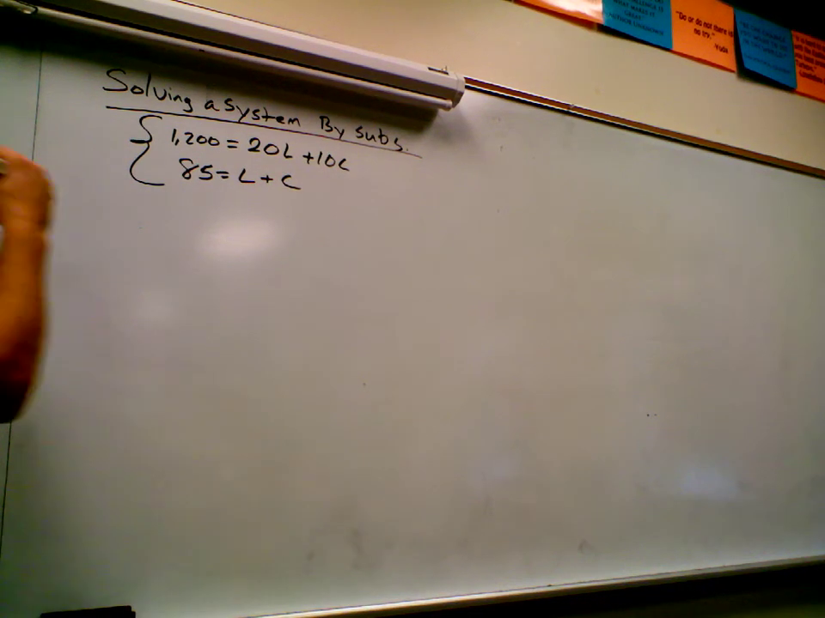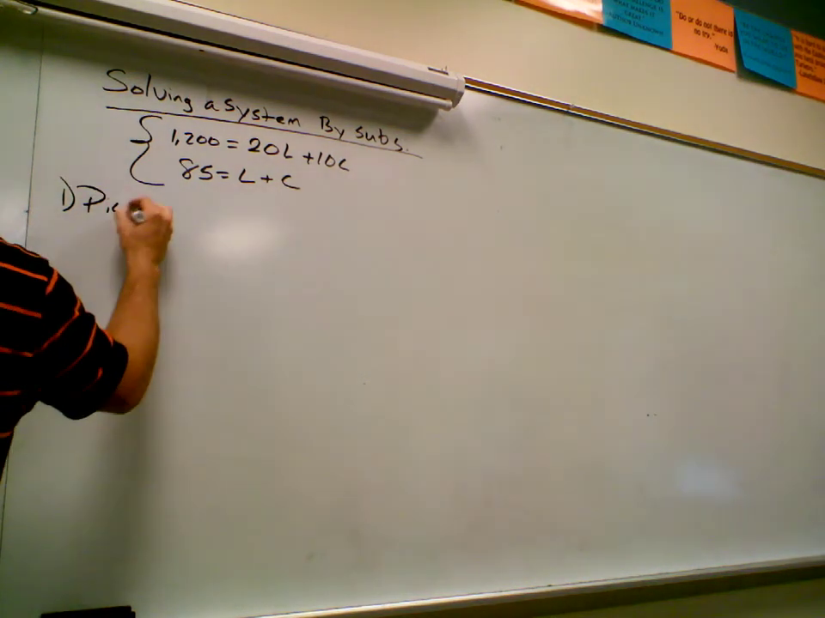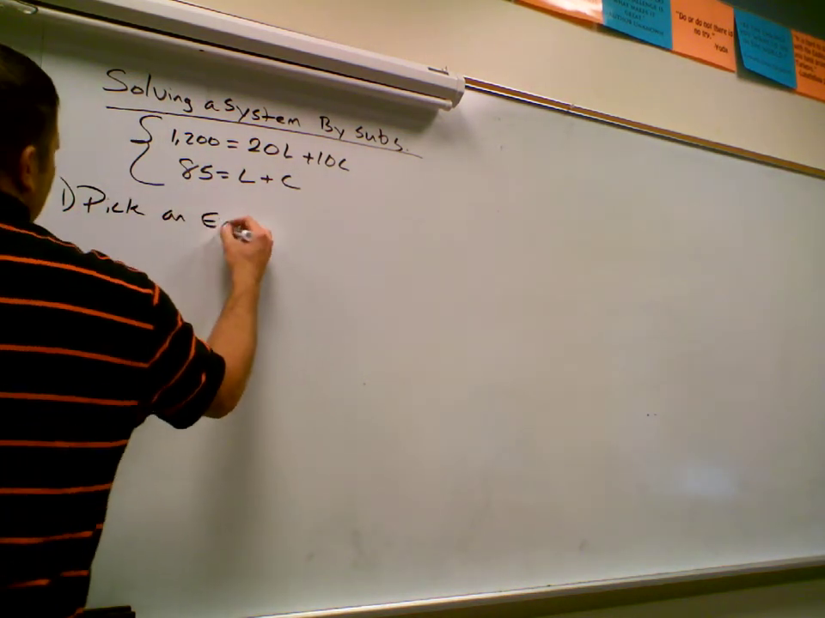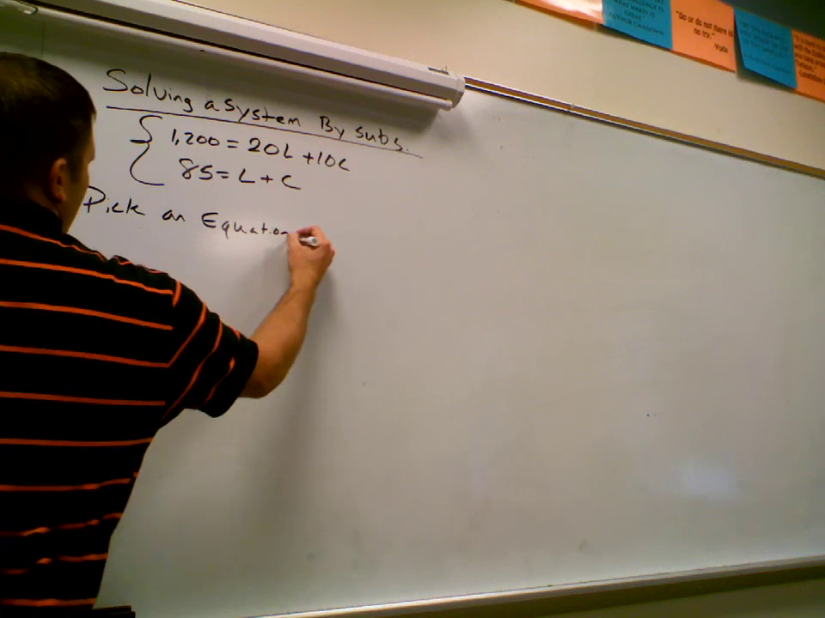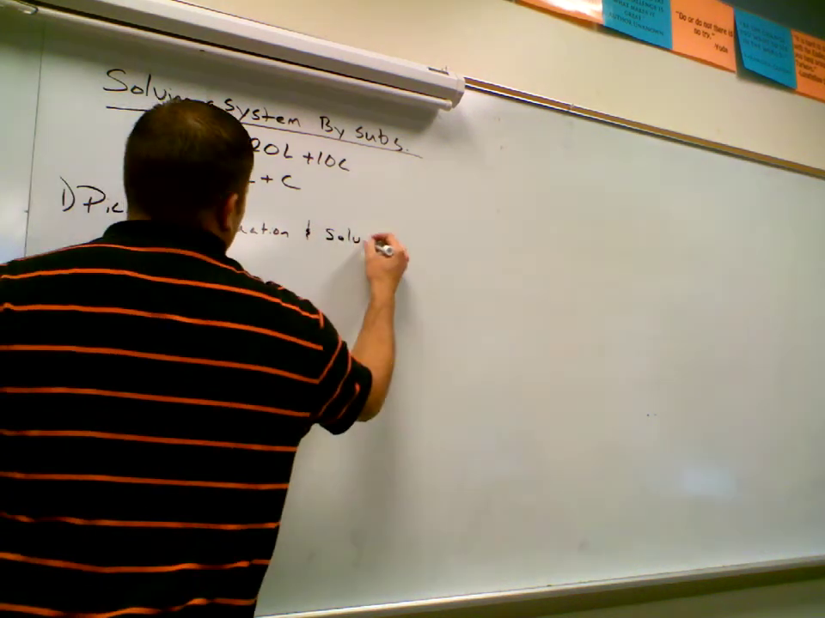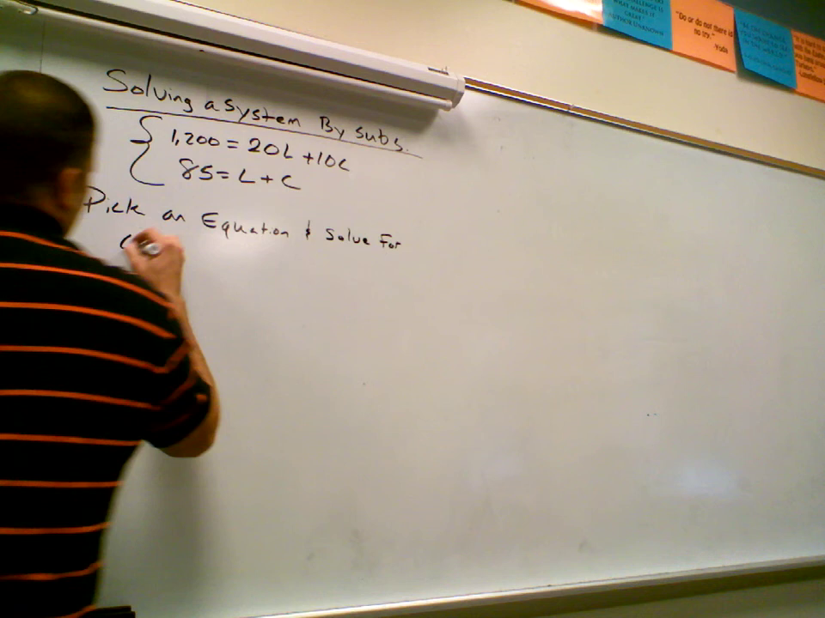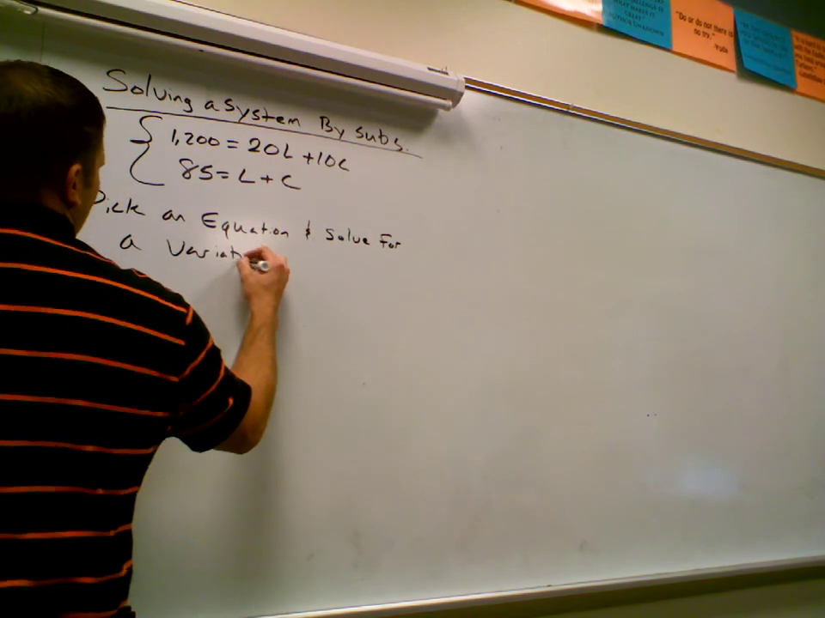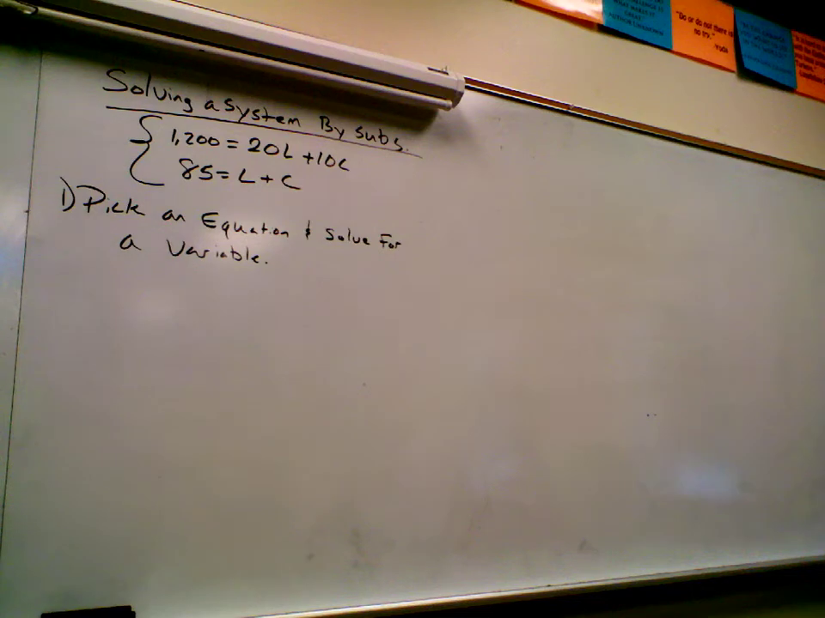Now my first step is to pick an equation and solve it for a variable. It doesn't matter which equation you pick. It doesn't matter which variable you choose. Most definitely, there are ones that will make your job easier, but it does not matter which one you pick and which one you solve. So if you ever get a system of equations and you have to solve it using substitution, just pick an equation and solve for a variable.